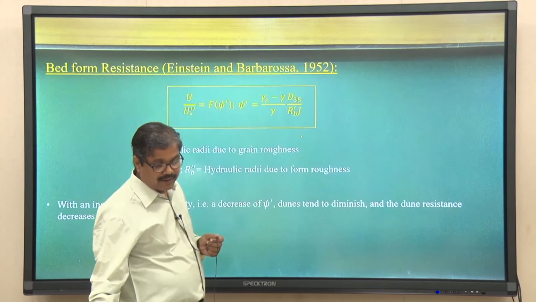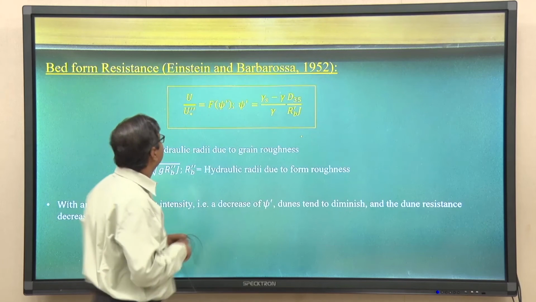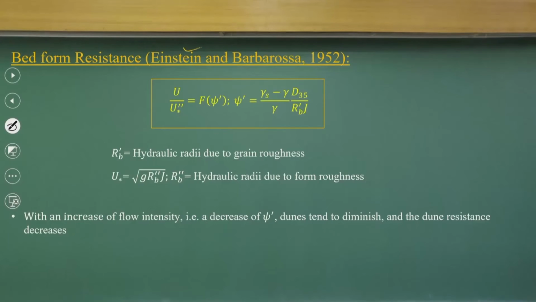Now, look at the next equations, which are very interesting, by Einstein Junior and Barbarossa, 1952. It tries to establish a relation between these two ratios.